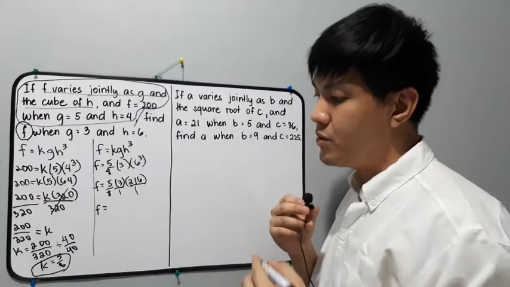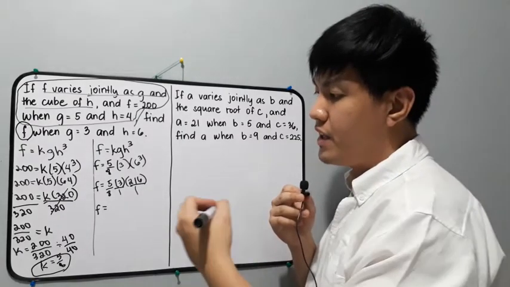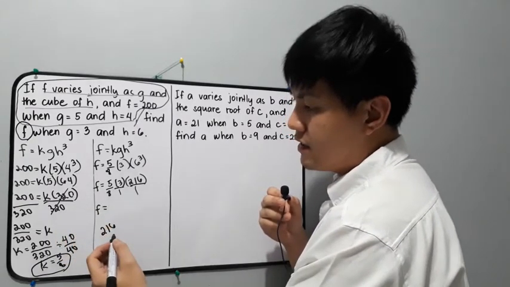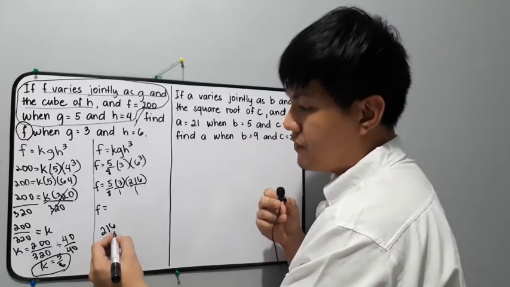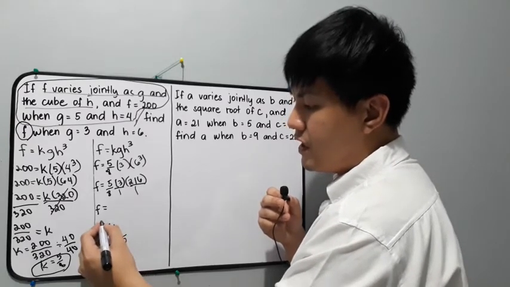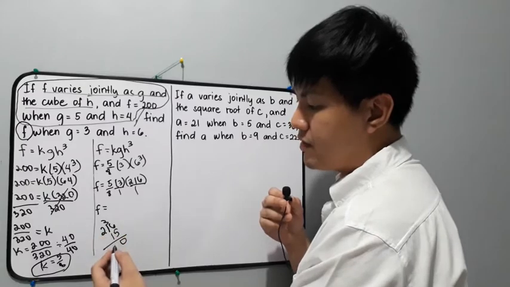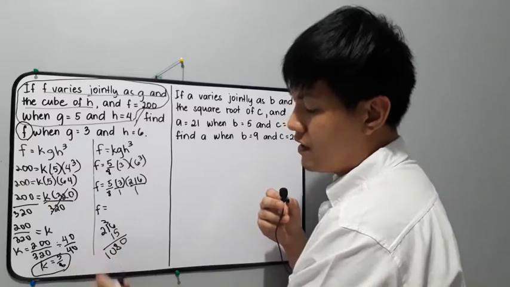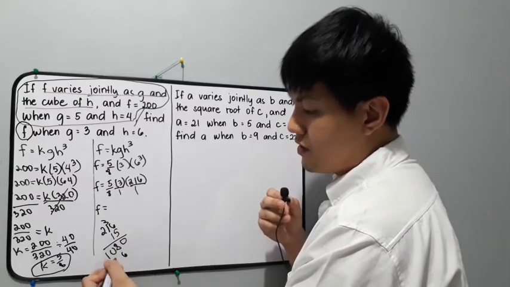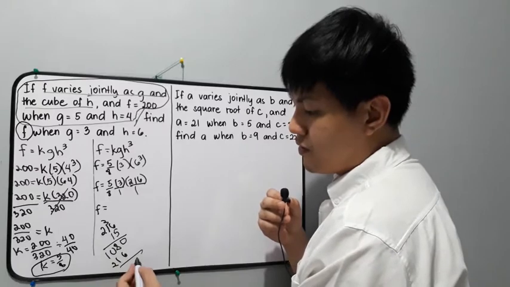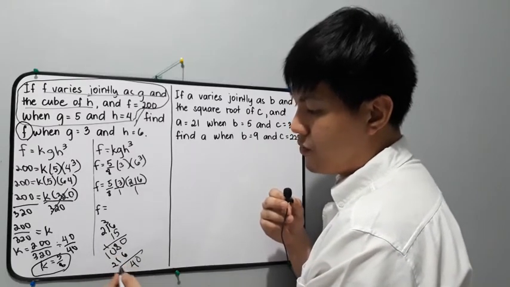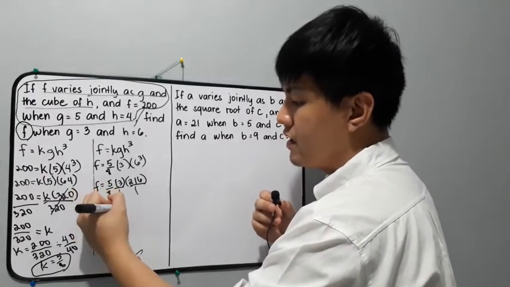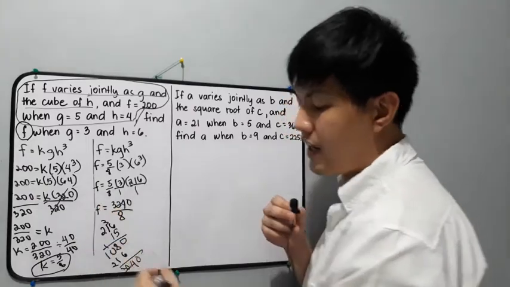And then 15 times 216. So that will be 216 times 15. 5 times 6 is 30. 5 times 1 is 5 plus 3 is 8. 5 times 2, so that is 10. So 6, 1 and 2. So 0, 14. Carry 1. So we have 3,240. And then all over 8.